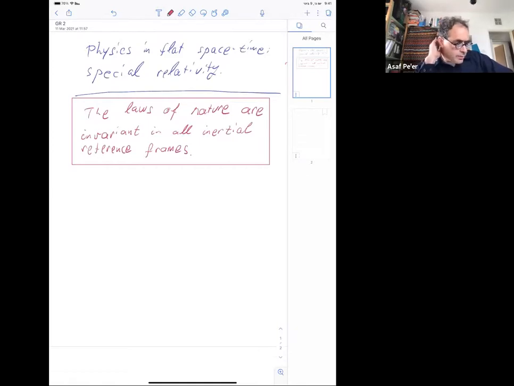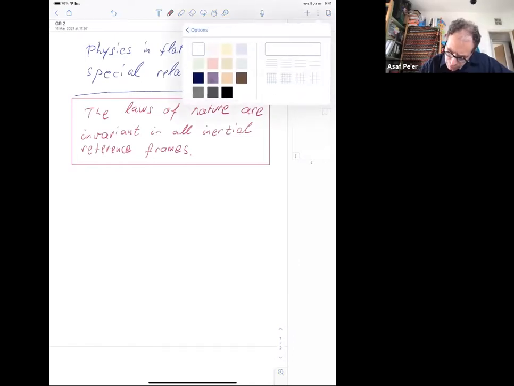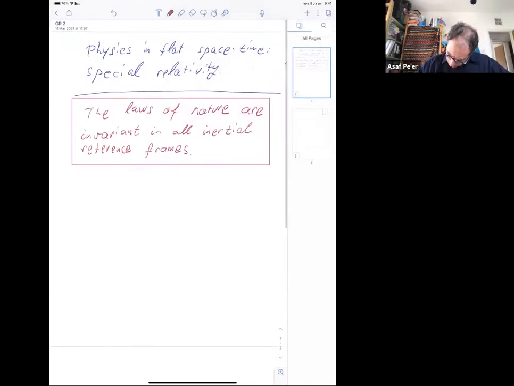Okay, so this is the principle of special relativity, and its experimental basis is of course the Michelson and Morley experiment. Oh, that annoys me. I want to get this out. No, it's not this one. Get this out.